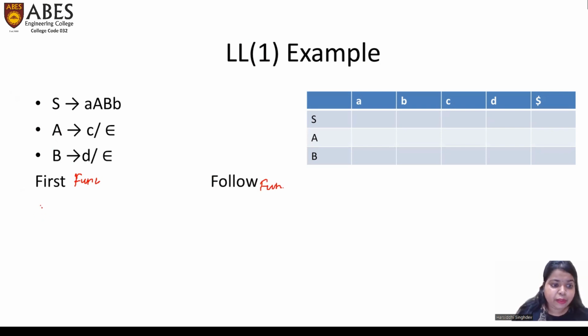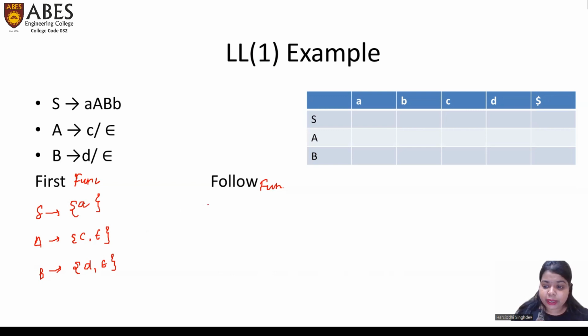For example, here for the production, for the symbol S, the first function will be here. S is the starting symbol, so first of S will be small a. Then capital A. What will be the first of capital A? Either small c or epsilon. Then symbol B. What will be the first of B? Small d or epsilon. This will be the first function of this grammar.